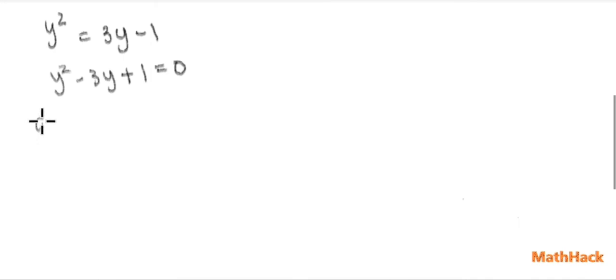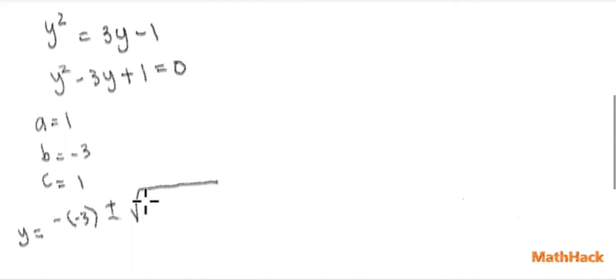Let's now identify the values of a, b, and c. The value of a is 1, since nothing is written there. The value of b is negative 3. The value of c is positive 1. Then, we plug those into the quadratic formula. So, we have y is equal to negative of negative 3, since b is negative 3, plus or minus the square root of, b is negative 3, so we have negative 3 squared minus 4 times 1 times 1.